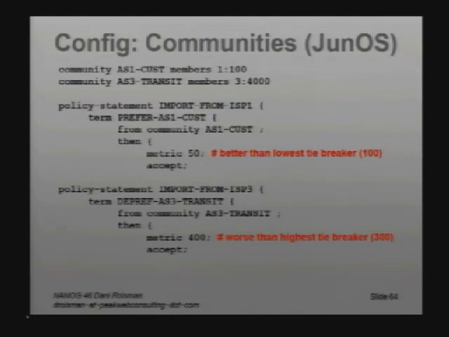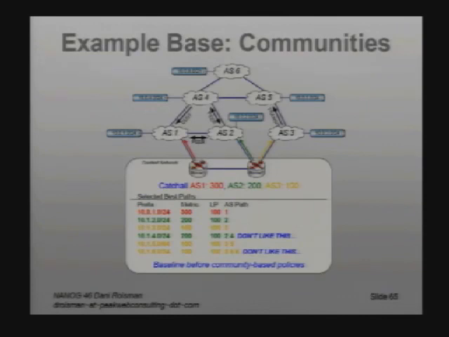In Junos, very similar. You define a named community, and you reference it in your policy from community metric. So here's what it looks like. Let's say we just started with the metric system. And we have these two routes here.